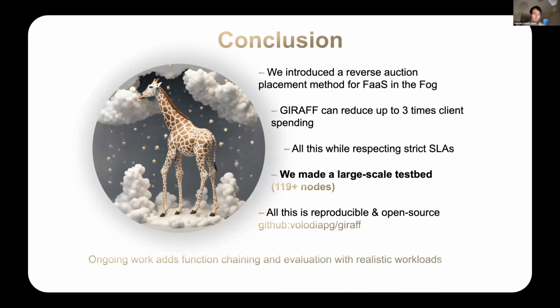So in order to conclude, there are two main takeaways from this paper. The first one is that we introduce a reverse auction placement method for function as a service in the fog that can end up reducing the client spending. And I still want to emphasize on this, which is that we strictly respect the SLAs that we accept and the functions that we run. And the other takeaway is that we make a large-scale test bed, which can end up running more than 100 nodes, and which can run more, but not in this paper. And that everything is pretty much reproducible, and you can run it on your own laptop if you want. Everything is on my GitHub.